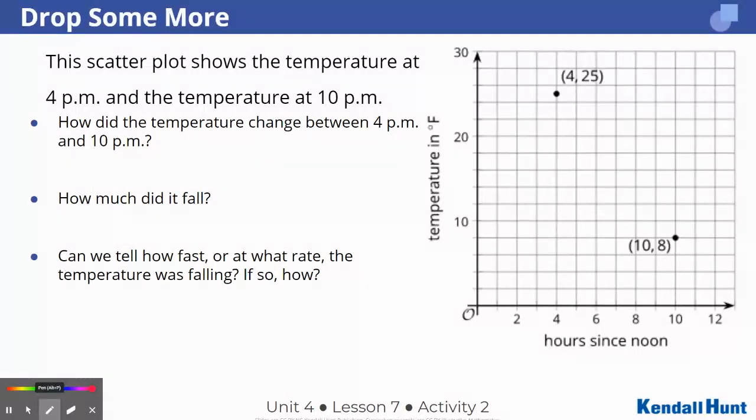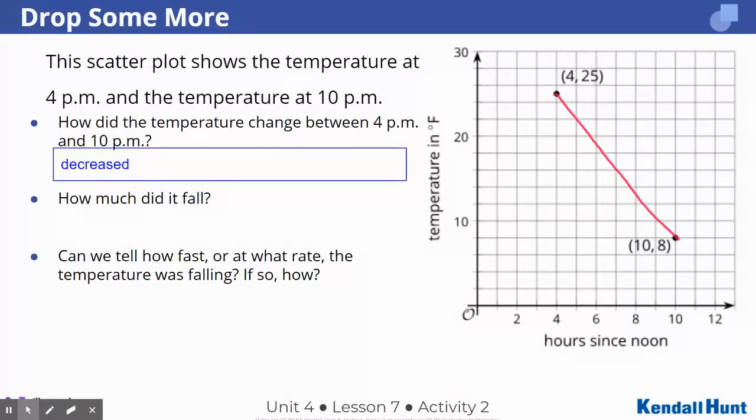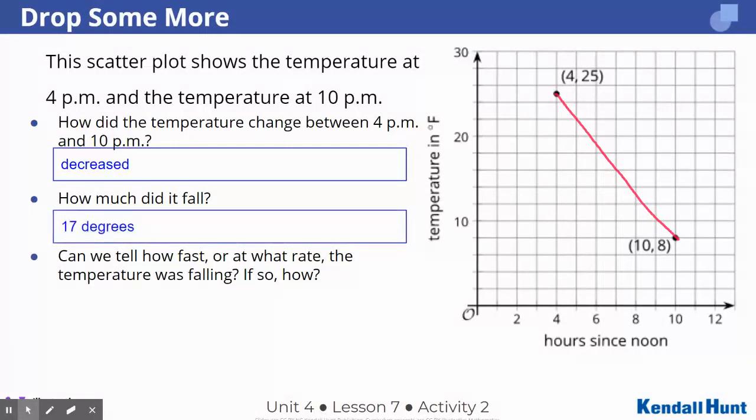Well, if you draw a line like you're used to, and we look at that, you can see that the temperature is decreasing from 4 to 10. And how much is it falling? Well, it went from 25 degrees to 8 degrees, so it changed 17 degrees.